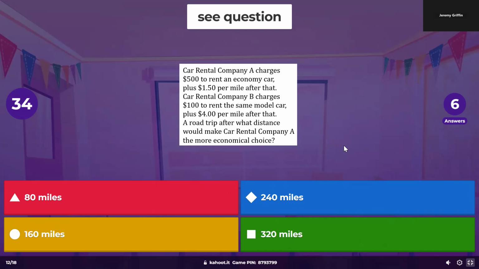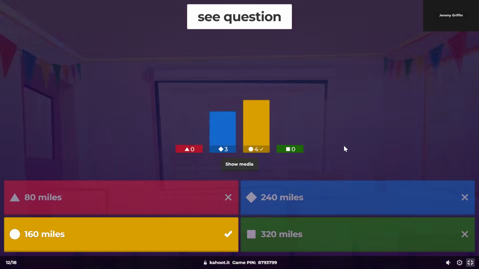I'll tell you how to solve it. You set up y equals mx plus b. Okay, and then you do that for each car company, set them equal to each other for the same price, and you can solve for the number of miles.